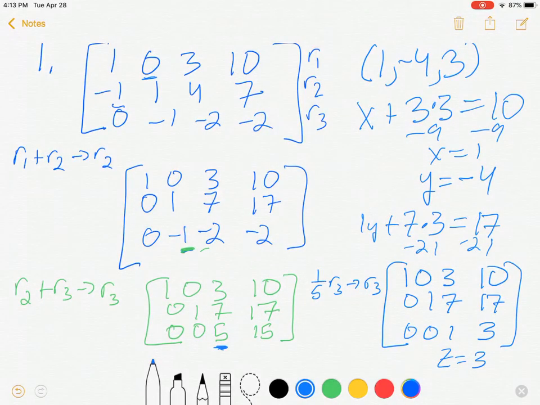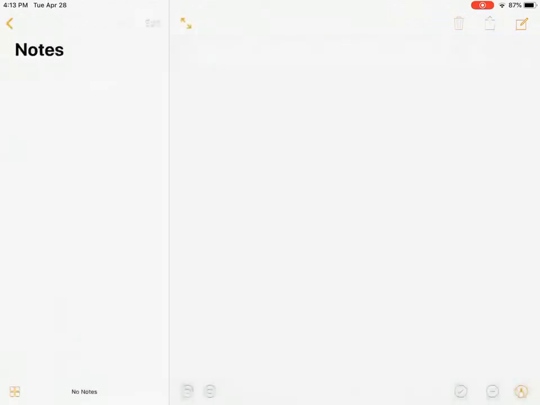Okay? All right. Let's go ahead, get to a new page now. And here we go. Number 2. So number 2 says, number 2 is big. It has all these operations that they want us to do.